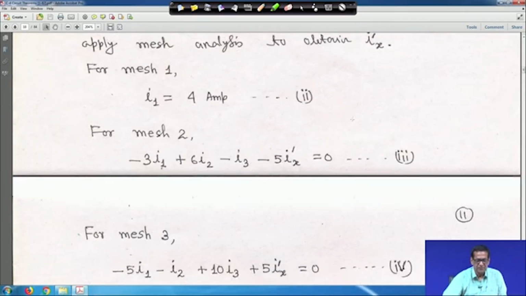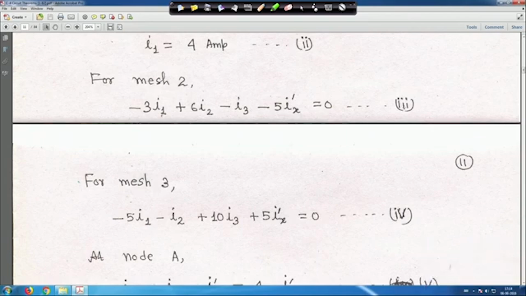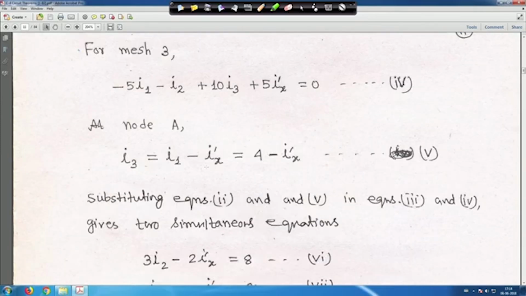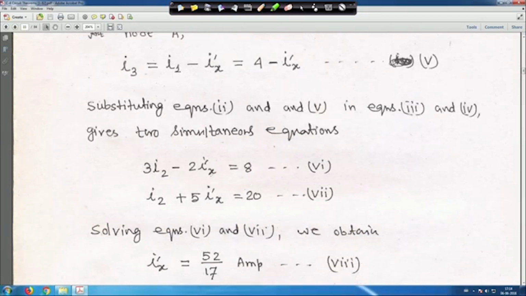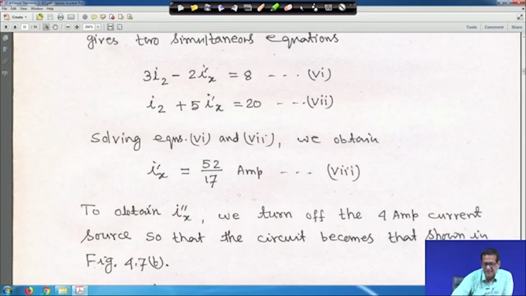Accordingly, for mesh 2, when you apply KVL you will get equation 3. Please apply it, because you have gone through all this KVL and KCL. Similarly, for mesh 3 you will get another equation for Ix dash, and at node A, applying KCL, 4 minus Ix dash is I3, equation 5. So substitute equations 2 and 5 in equations 3 and 4. After getting two simultaneous equations, that is 3 I2 minus 2 Ix dash equal to 8 and I2 plus 5 Ix dash equal to 20, if you solve these two equations, you will get Ix dash equal to 52 by 17 ampere.